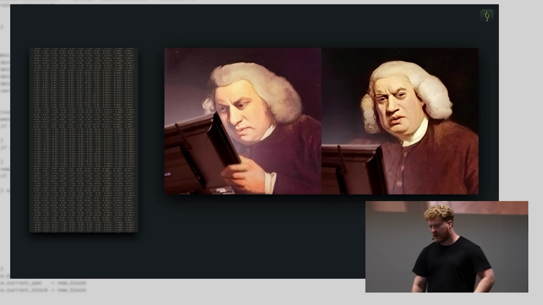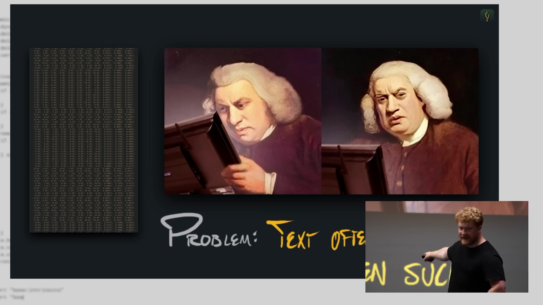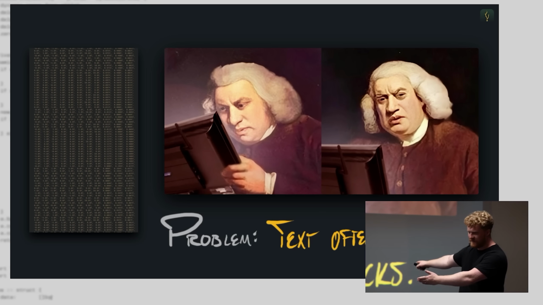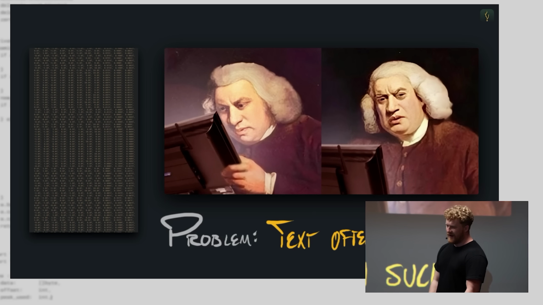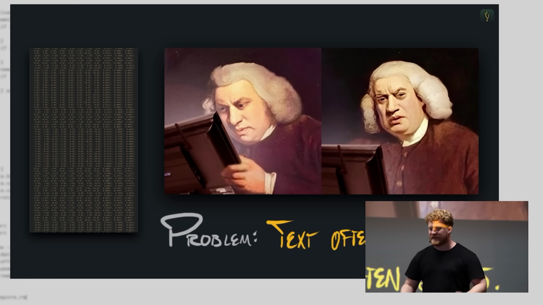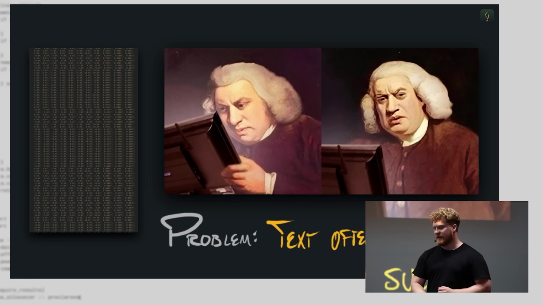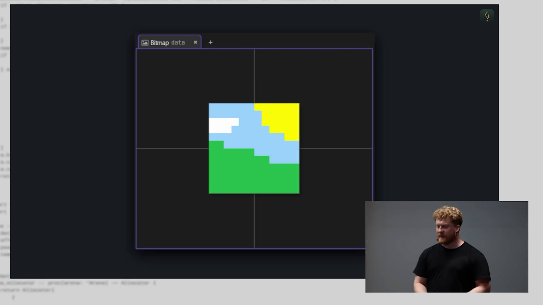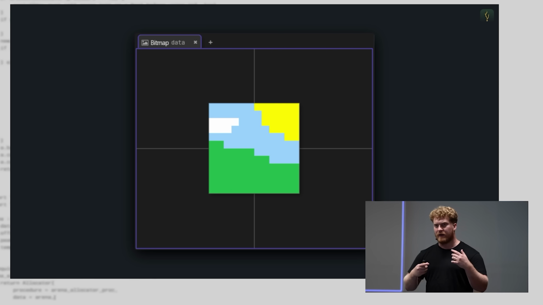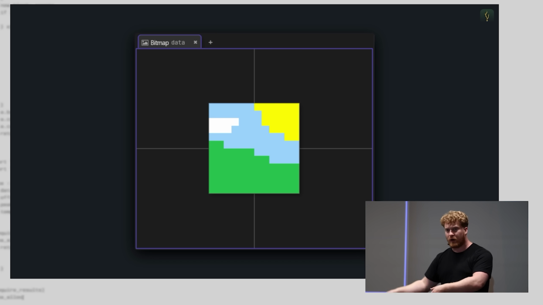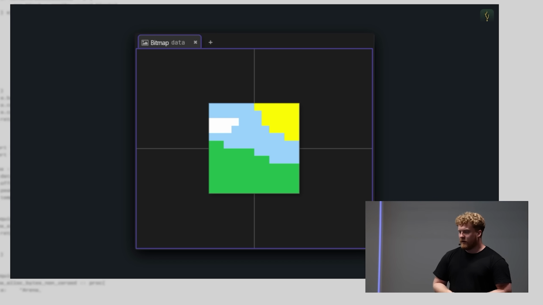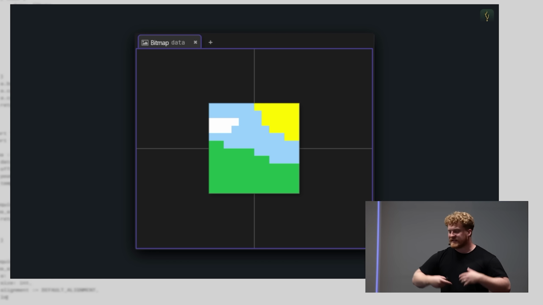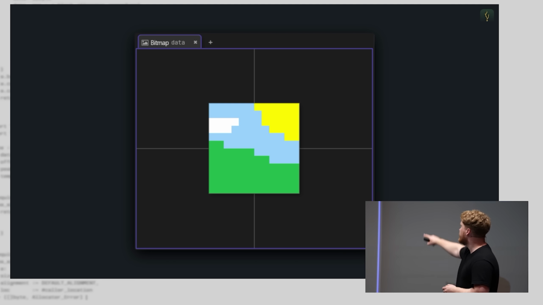Problem number one. Text often sucks. It's often insufficient, right? You can't understand what it's actually encoding. Let's go ahead and do an example. Let's say we have some image format decoding code, and we want to test it, and we expect to get something like this image, right?